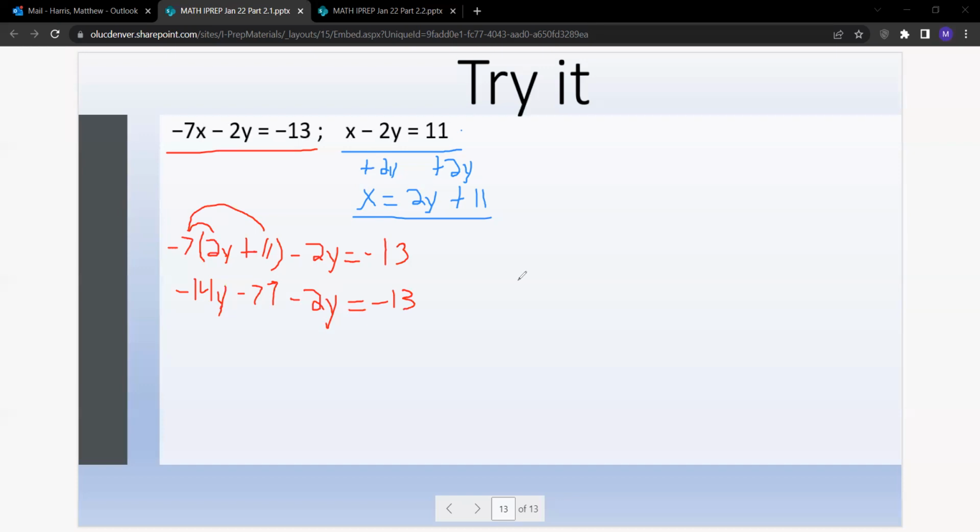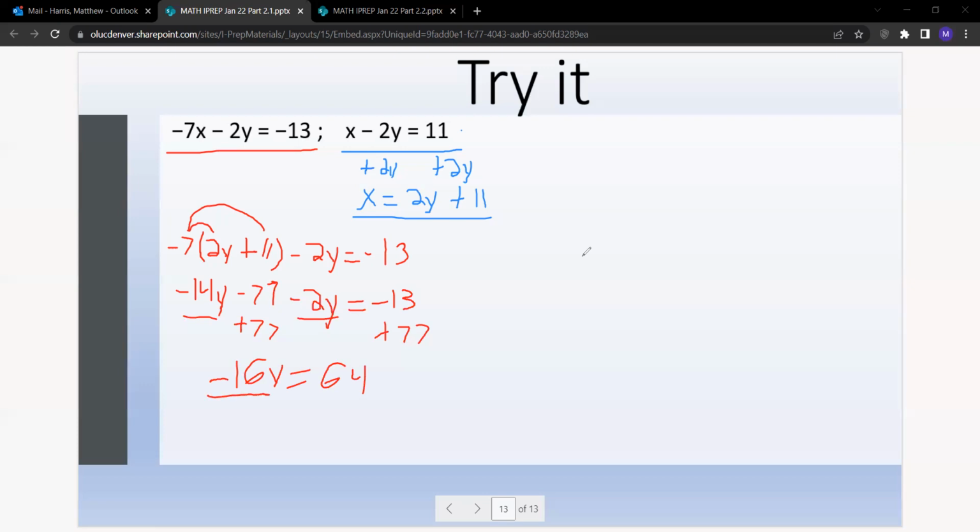Okay, so now we can do a little bit of simplification, and we can combine like terms, right? So first we can do plus 77, and over here, same thing, plus 77, and we can combine this term with this term, right? Because they're both y. So negative 14y minus 2y is going to be negative 16y. And that's going to equal negative 13 plus 77, which is 64.